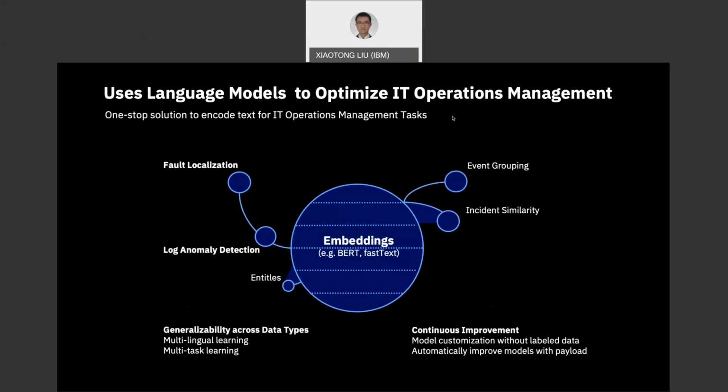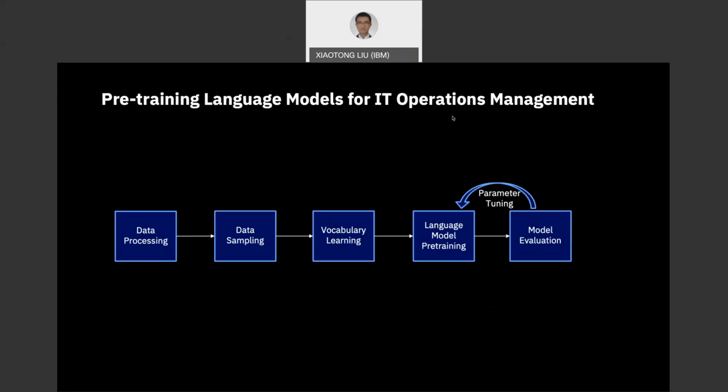Leveraging language models to pre-train features from IT operations domain data, we present a transfer learning approach that serves as a strong foundation to build AI models for various different IT operations management tasks. Most existing embeddings available in the literature were created from text corpora in natural language, such as Wikipedia pages and news articles. However, the text data generated in the IT operations domain are very different from natural language text, as the vocabulary of the IT operations domain is quite unique.